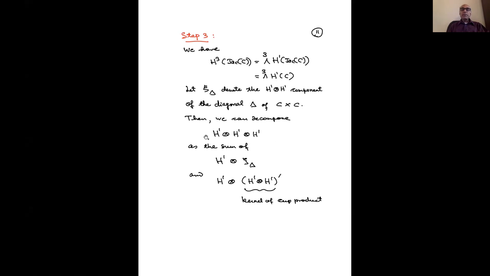Now, this space can be decomposed into two subspaces. One is H^1 times the class of the diagonal living inside H of C cross C, and then H^1 cross the rest. Now, it turns out what's left over is a space which is the kernel of cup product. Cup product takes H^1 tensor H^1 to H^2, and this is the kernel of cup product. So this space can be decomposed into these two spaces.